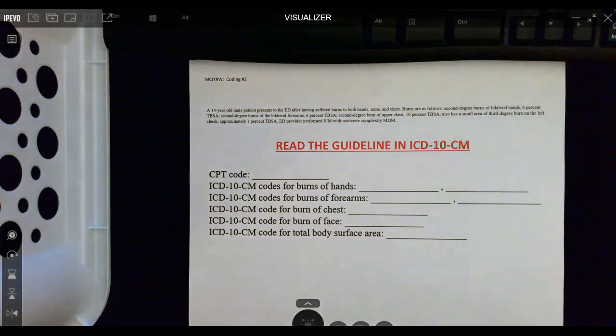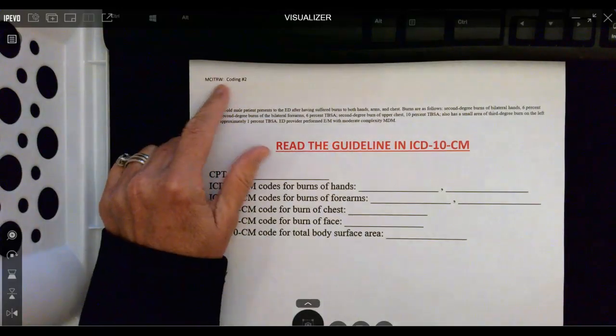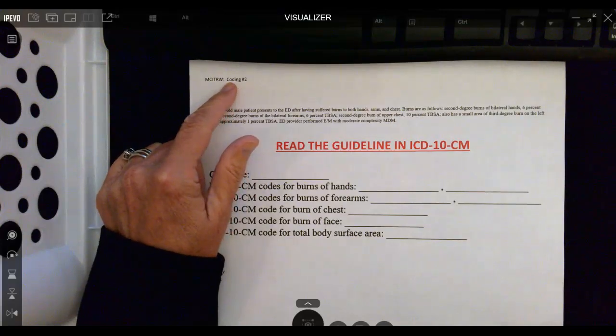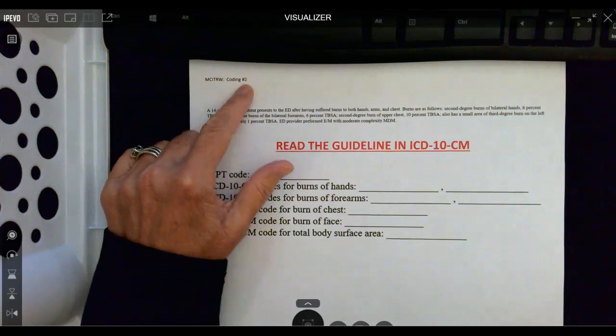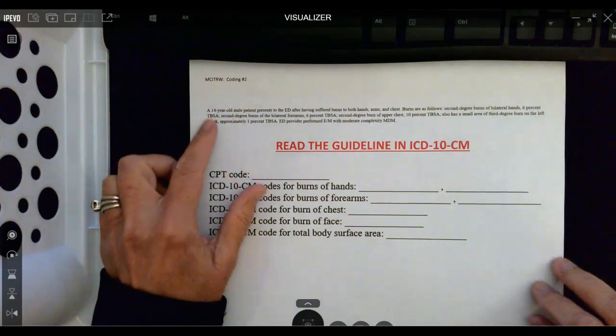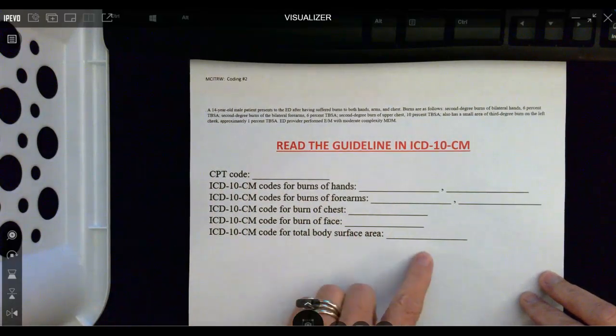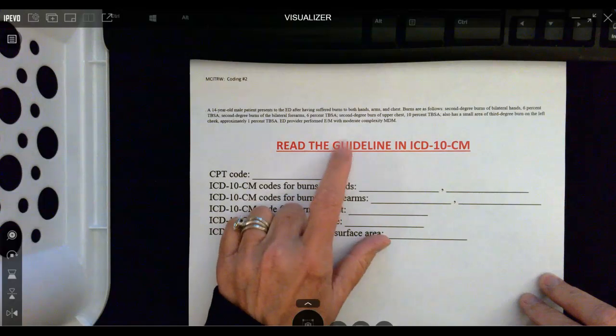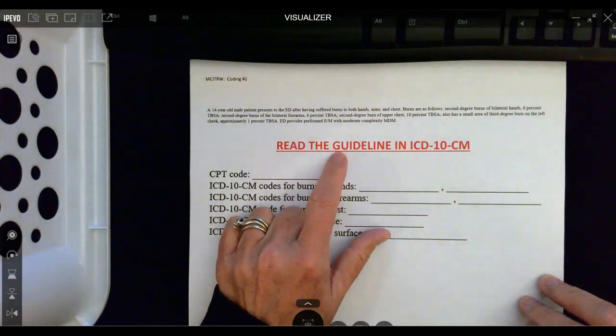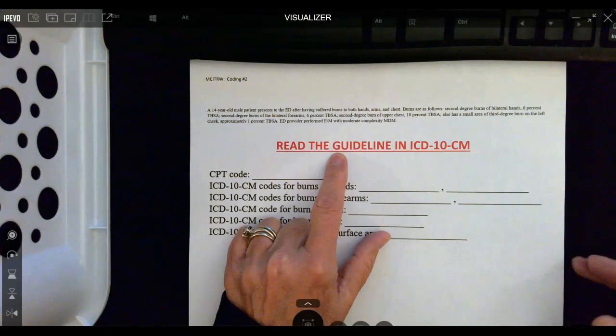Okay, so we are going to do some burn coding for the ICD-10-CM diagnosis codes. This is a problem out of Medical Coding in the Real World. It's in the Urgent Care and Emergency Department Services chapter, and it's coding question number 2. We're going to read through this, and then we might make some notes, and then we'll go look up our different burn codes and our guideline. There's a coding guideline for burns and how to sequence the codes.